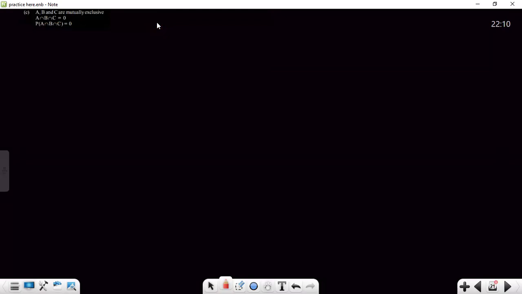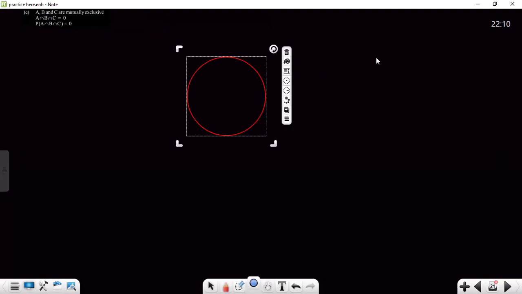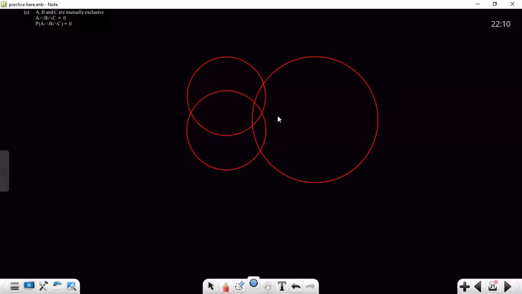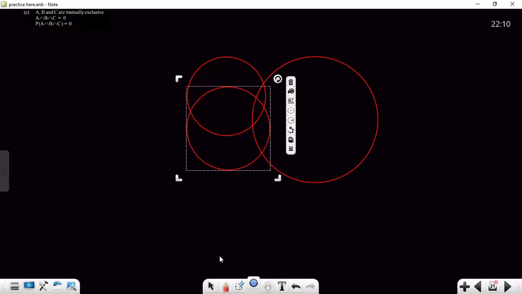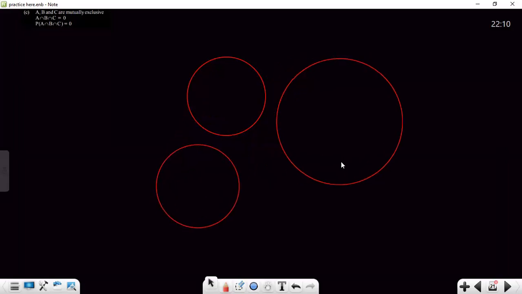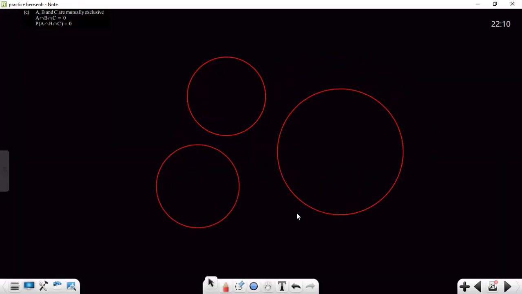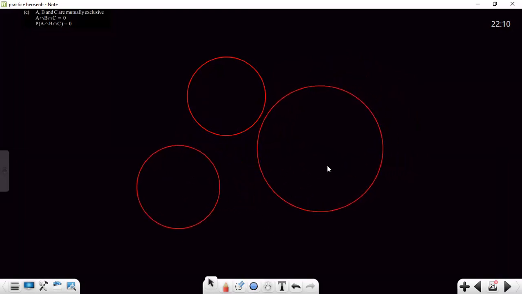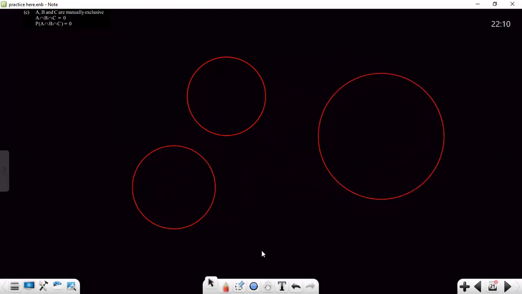Can anyone explain what are mutually exclusive events after seeing the answer? Just tell me, if there are three circles I'm drawing, A, B, C, how should I draw them for mutually exclusive? Should I draw them close? Separately, sir. Yes, separately. Because they are exclusive, they are disjoint sets like these. They will not have anything in common. These are mutually exclusive events which do not have anything in common.